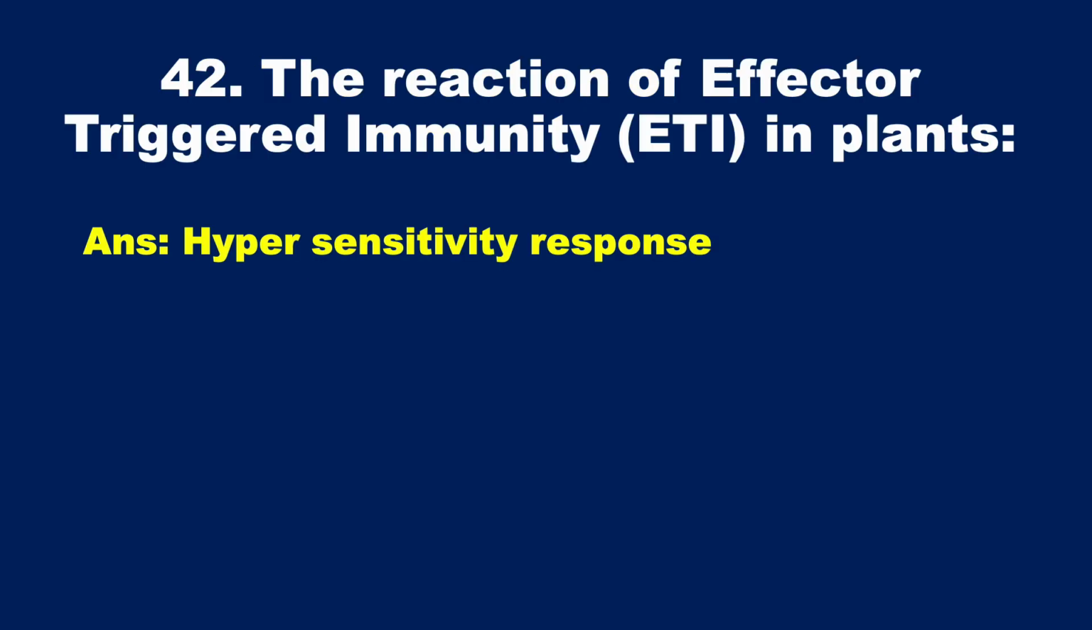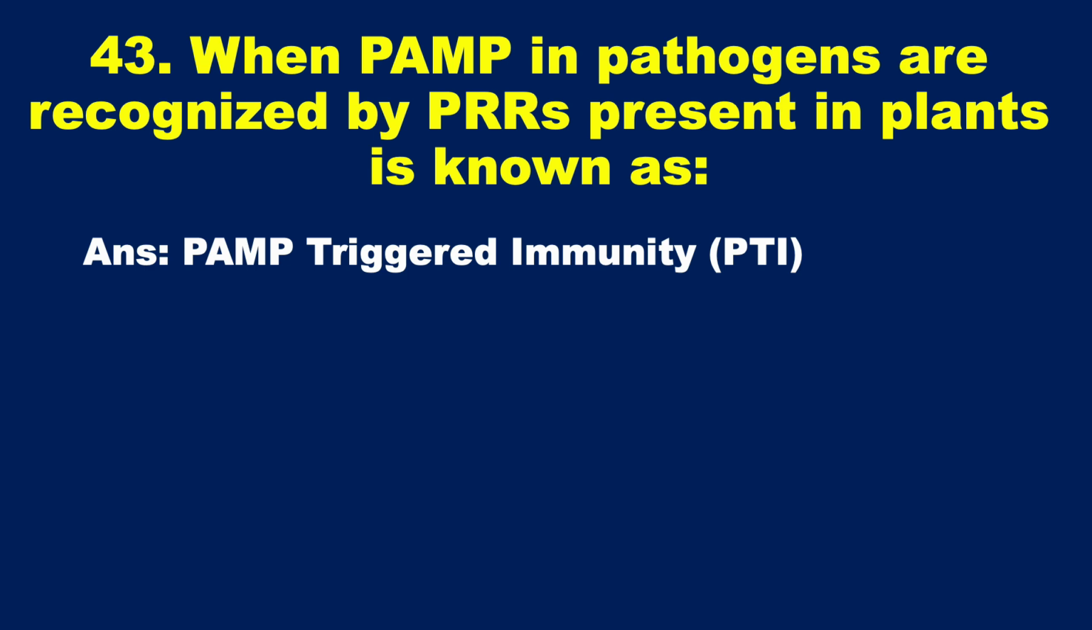The next question is on the reaction of effector triggered immunity, that is ETI, in plants. The correct answer is hypersensitivity response. So this is an interesting question. When PAMPs in pathogens are recognized by PRRs present in plants, it is known as PAMP triggered immunity or PTI. PTI is a crucial aspect of the plant innate immune system, providing the first line of defense against potential pathogens.